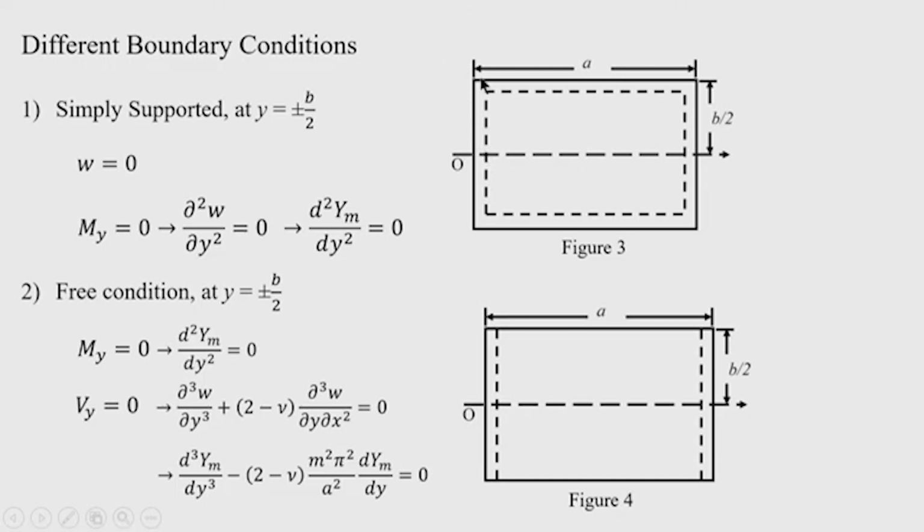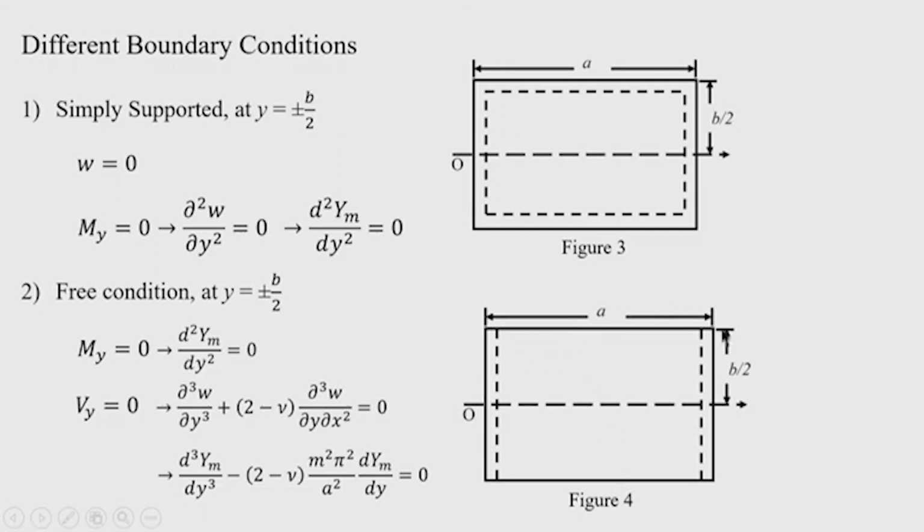So, it is y is equal to plus b by 2, and here it will be y is equal to minus b by 2. That simply supported boundary condition again has to be satisfied. So, these conditions are M_y is equal to 0, that means del square w by del y square is 0, that means d square Y_m by dy square equal to 0. Free condition, for example, at y is equal to plus or minus b by 2.